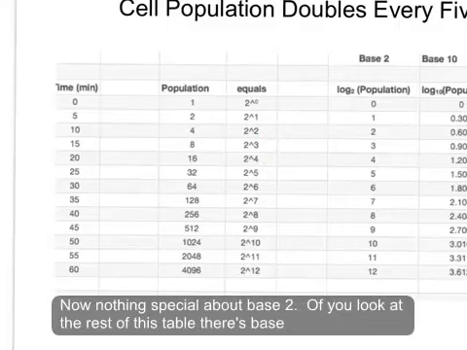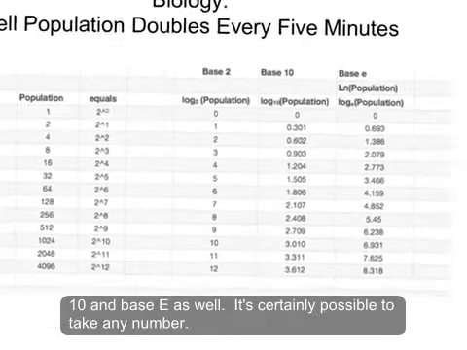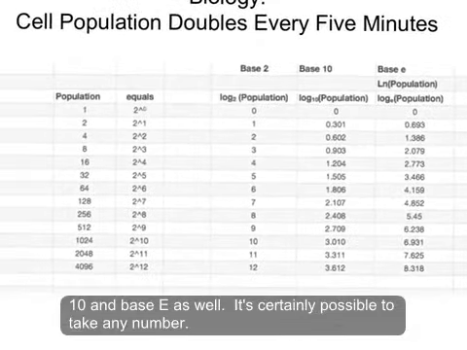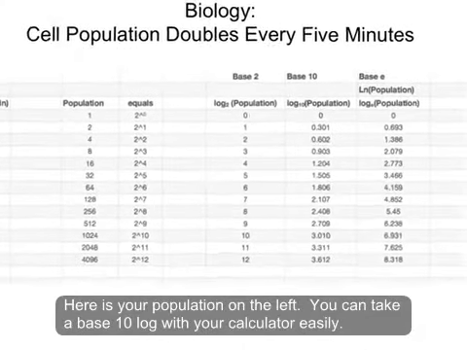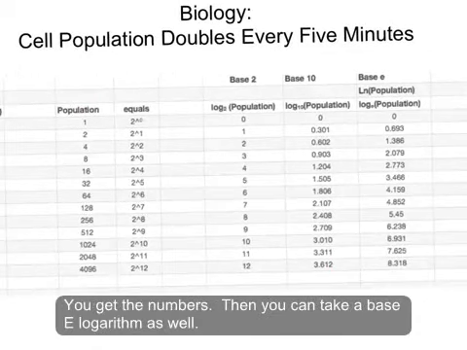Now, nothing special about base 2. If you look at the rest of this table, there's base 10 and base e as well. So it's certainly possible to take any number. Here's your population on the left. Here, you can take a base 10 log with your calculator easily, and you get the numbers, and then you can take a base e logarithm as well.